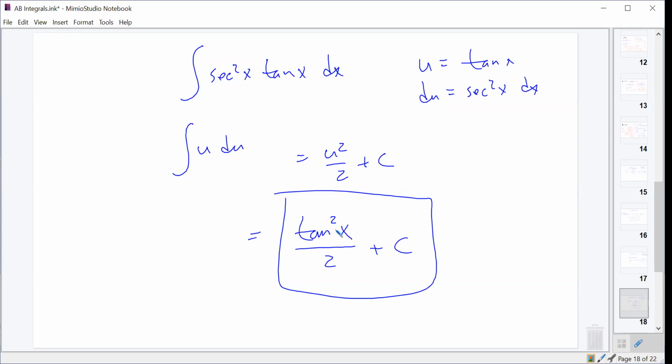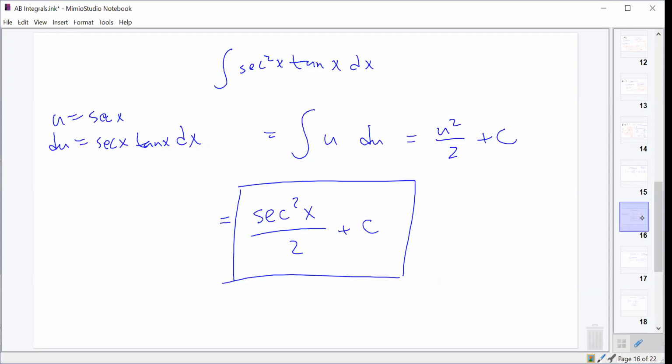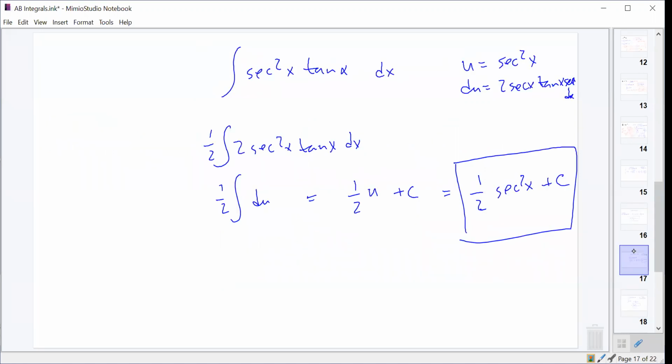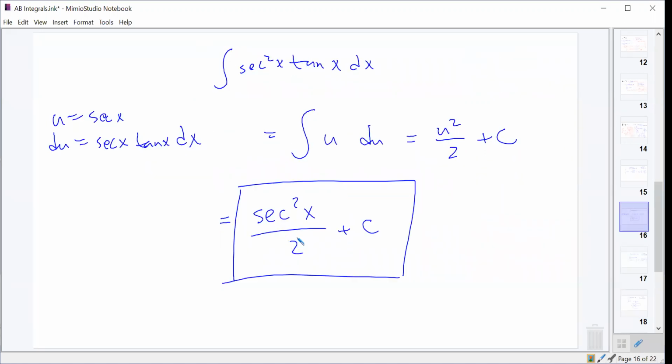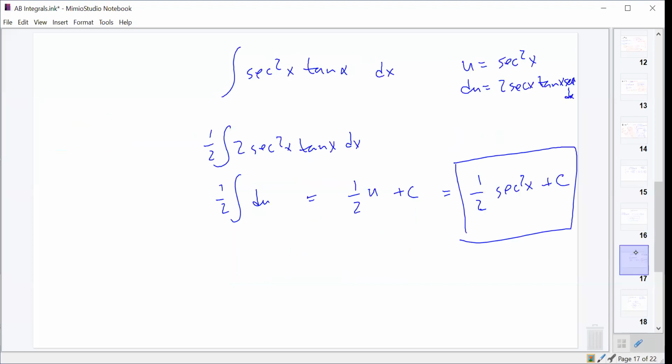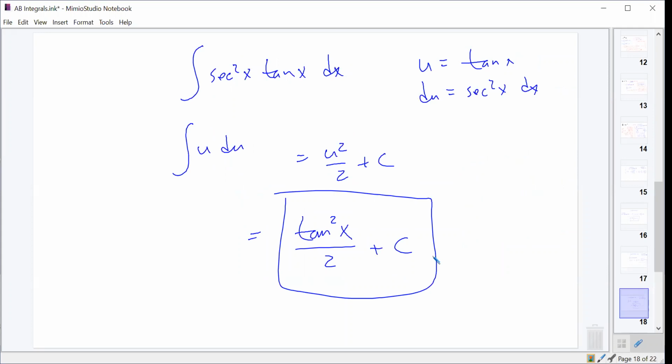Well, how can tangent squared x over 2 plus a constant and secant squared x over 2 plus a constant both be the integral of secant squared x tangent x? All right, we got 1/2 secant squared x plus the constant. But this time we got 1/2 tangent squared x plus the constant.